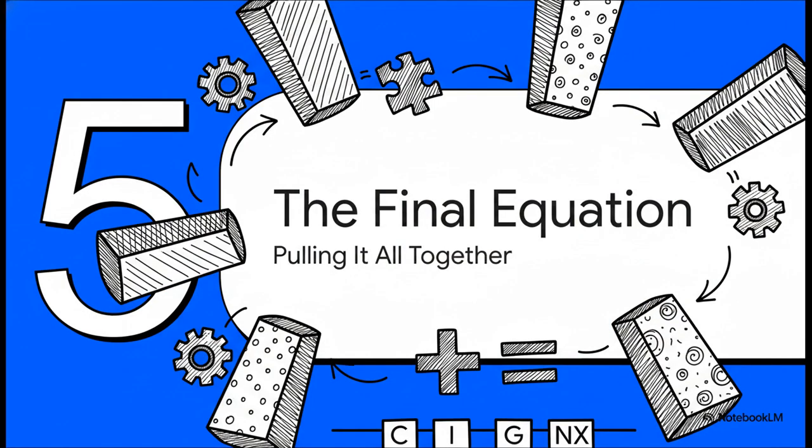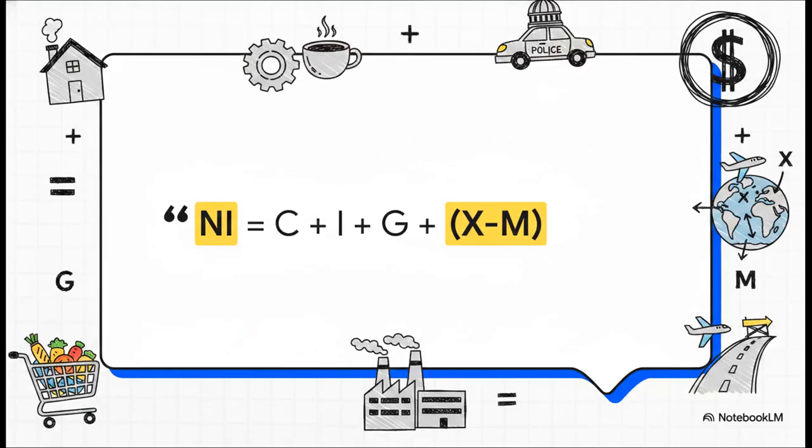Okay, we made it to the climax of the explainer, Section 5, the final equation, pulling it all together. We built our 4 distinct pillars, and now we are ready to finally snap this whole puzzle together. Get ready because this is one of the most famous classic textbook formulas in all of macroeconomics. Behold! National income equals C plus I plus G plus X minus M. It is just incredibly satisfying to look at.